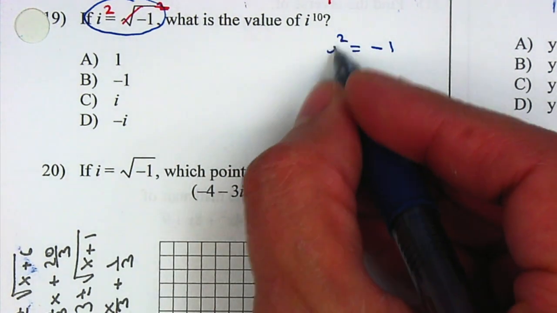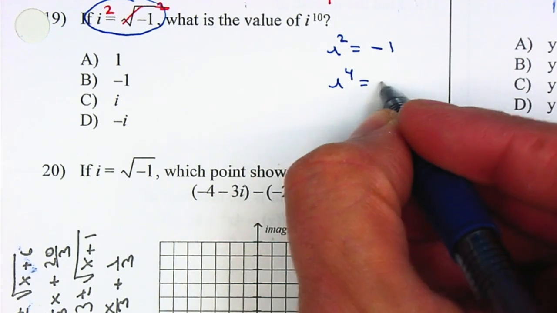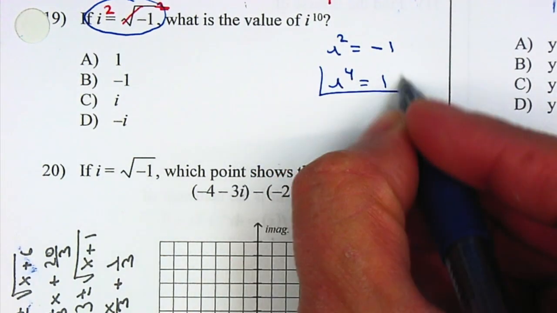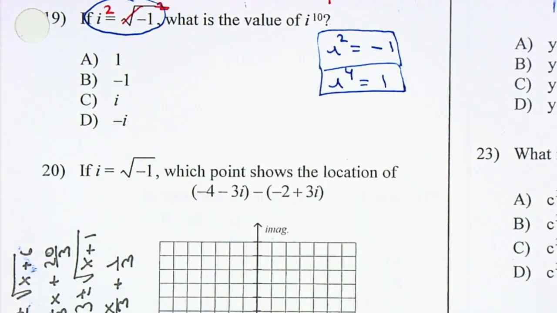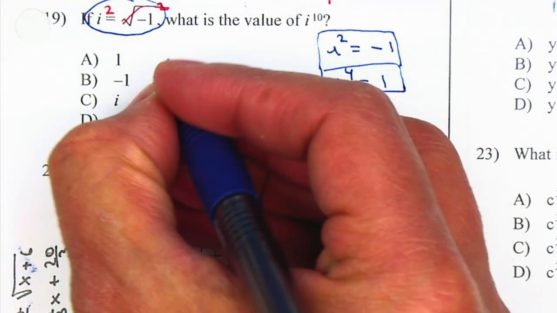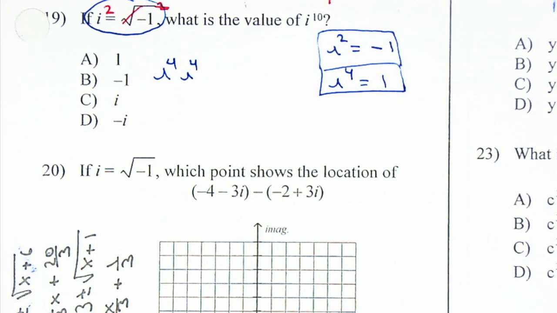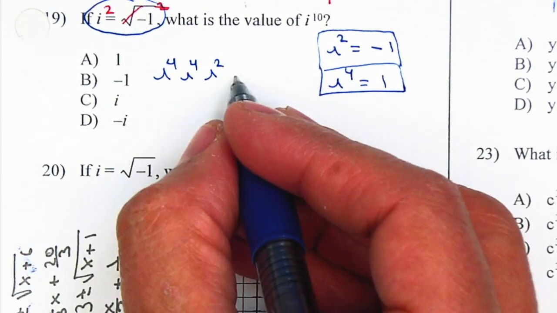If you square both sides, that will become i to the 4th. And if you square -1, -1 times -1 becomes +1. So those are the two definitions that we're going to be using to answer this question. i to the 10. How many i to the 4s do we have in here? 2. How many i's are left? 2. Anything else? No.